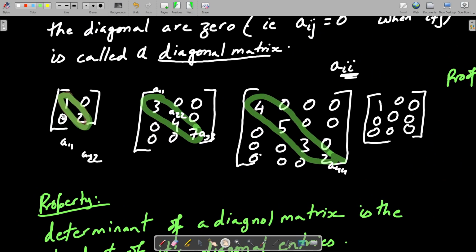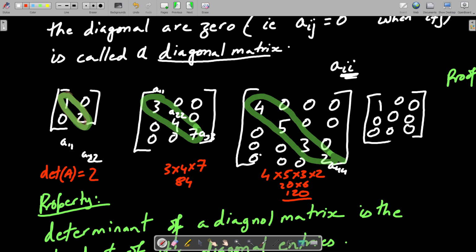So what is the determinant of this matrix? Determinant of the first matrix over here, of this matrix here, is 2. This determinant is 3 into 4 into 7. How much will that be? That is 12 into 7. So 70 plus 14 is 84. This answer is 84. This is 4 into 5 into 3 into 2. This one's determinant will be 4 into 5 into 3 into 2. So this will become 5 4s are 20, into 6. This is going to be 120.